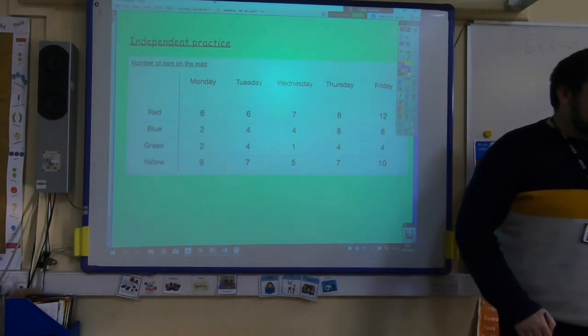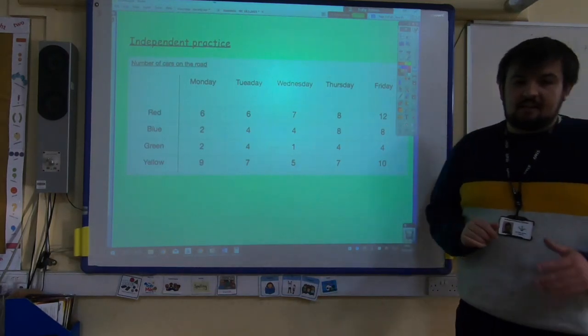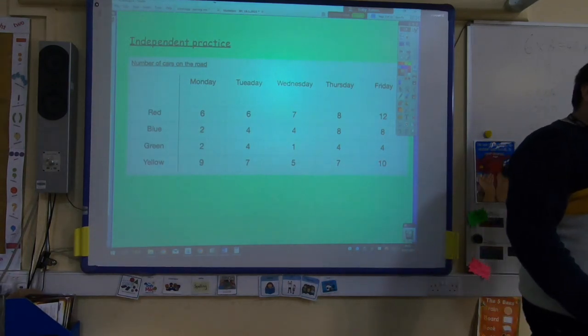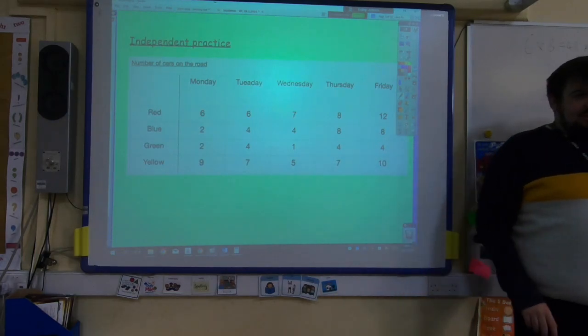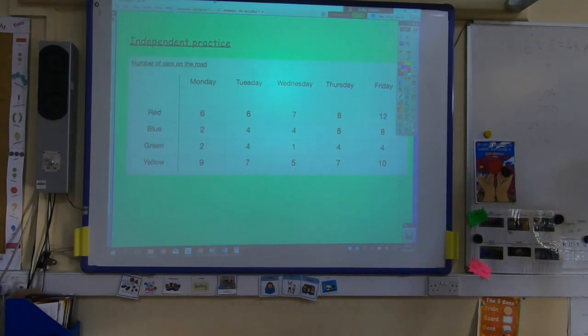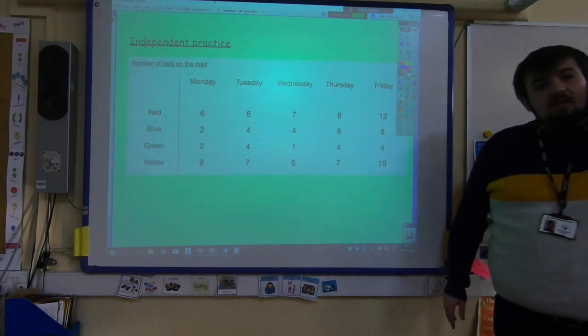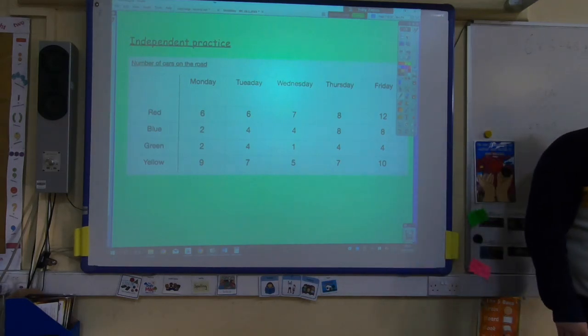I've got some questions. We're going to be doing these questions. I've got my questions on my next slide. And it's going to be about this data, this table. What's this table about? What's the title of this table? Mably spotted it. Oh, I've seen a few more now spotted it. What's the title of my table? Freya. Numbers of cars on the road. Yeah, number of cars on the road.